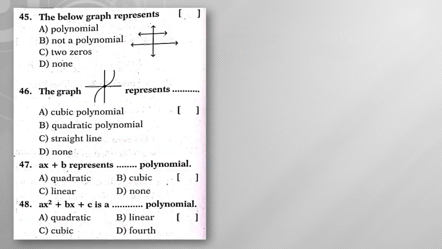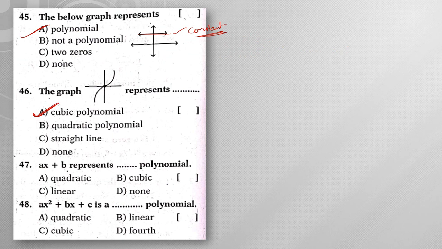Next, moving on to question number 45. The below graph represents, if you observe this graph, my graph is completely parallel to the x-axis. That means it is a constant polynomial. Hence it is a polynomial, right? Next, the graph represents a cubic polynomial. In our textbooks you can find this graph. So it is a cubic polynomial.